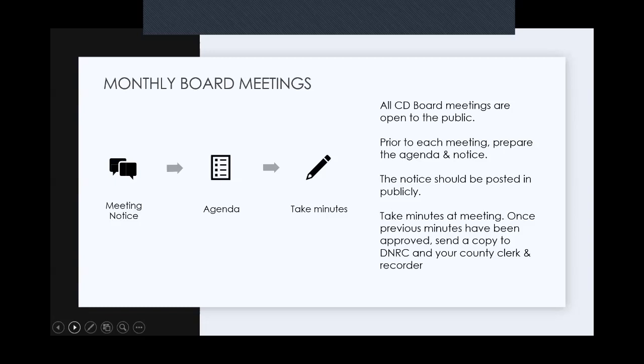Once your previous month's minutes have been approved at that board meeting, then a copy needs to be sent to your county clerk and recorder to be certified, and a copy needs to be sent to the DNRC for their records.